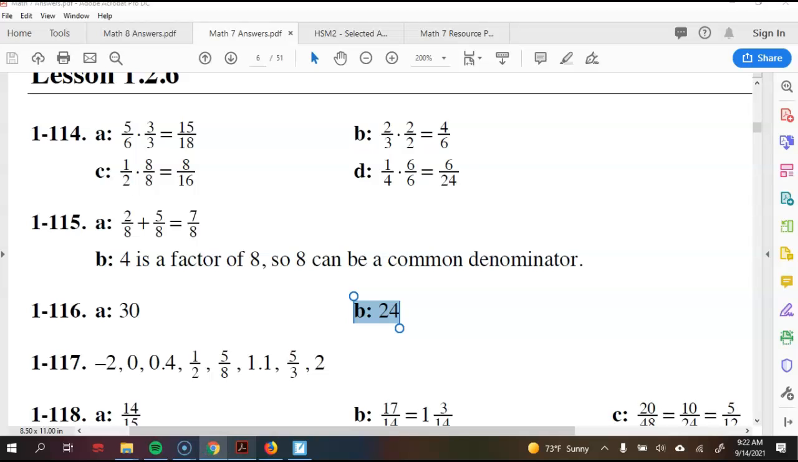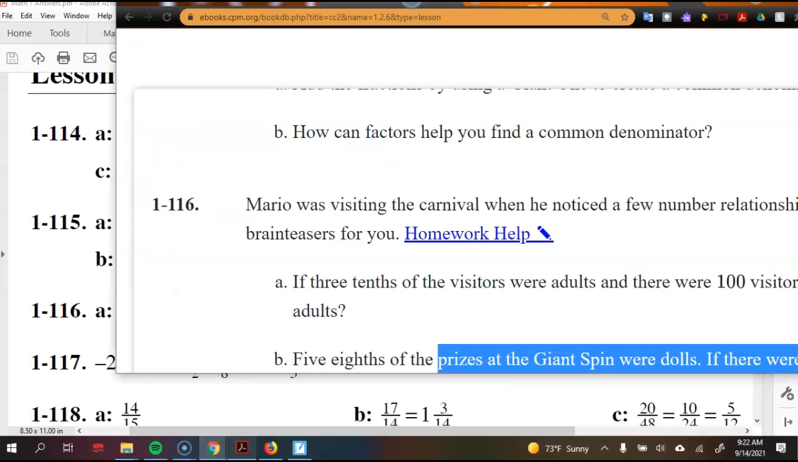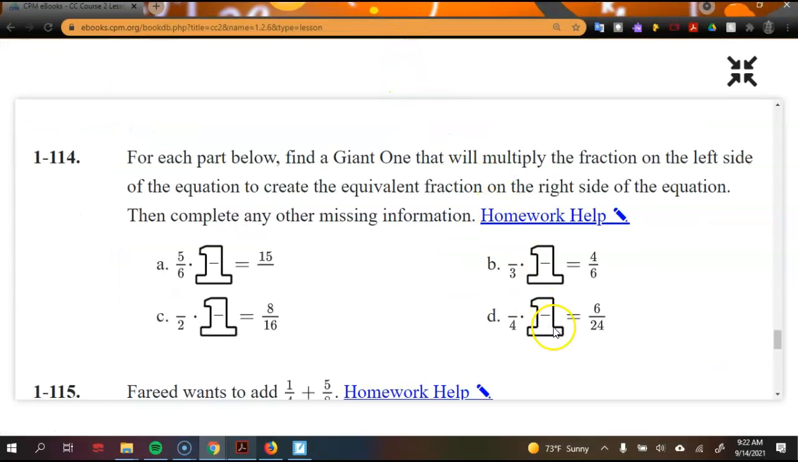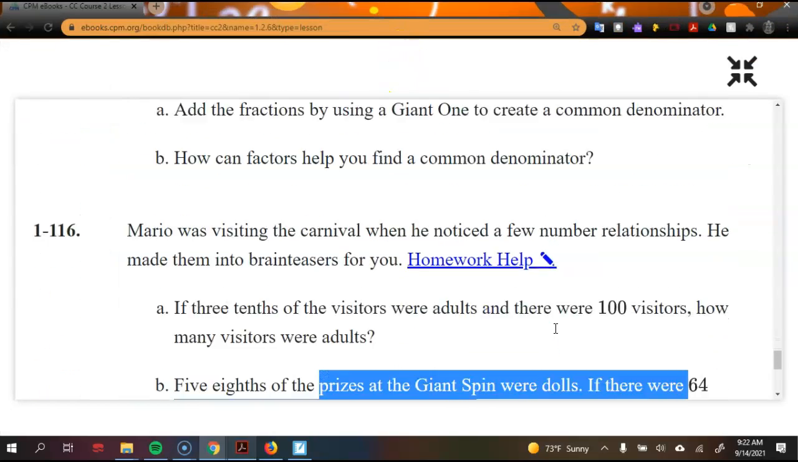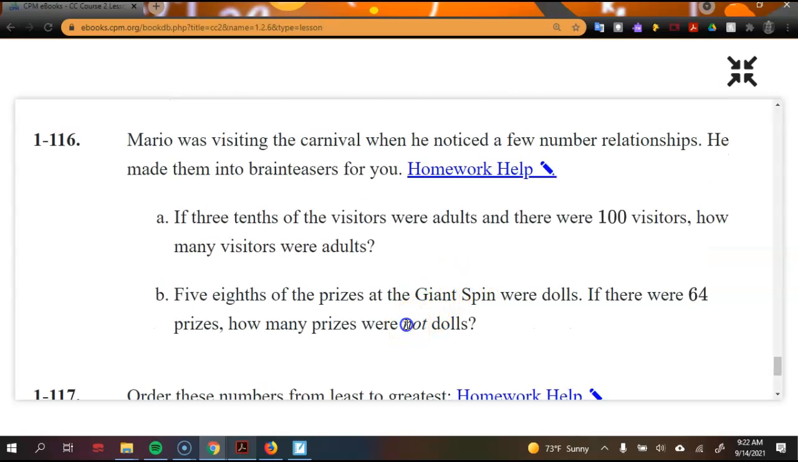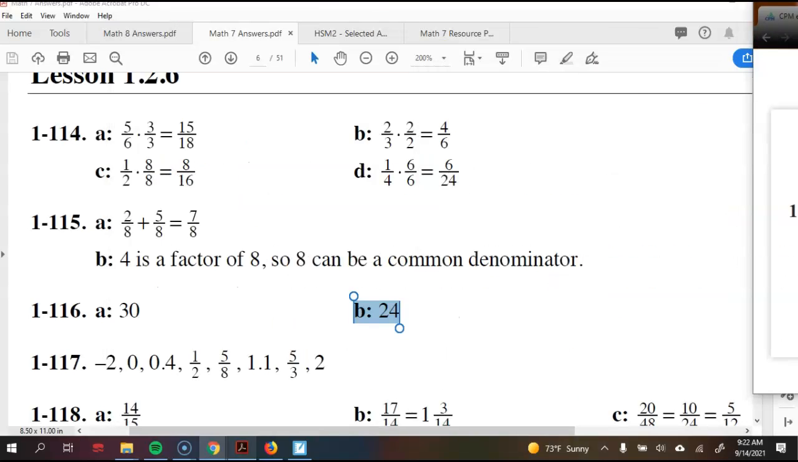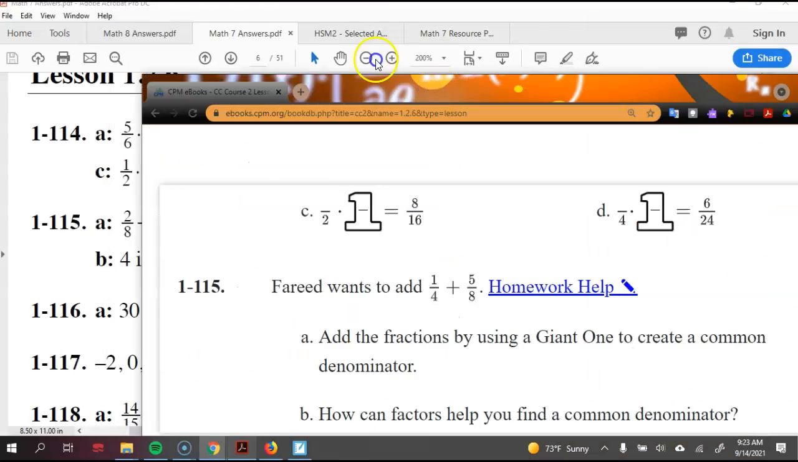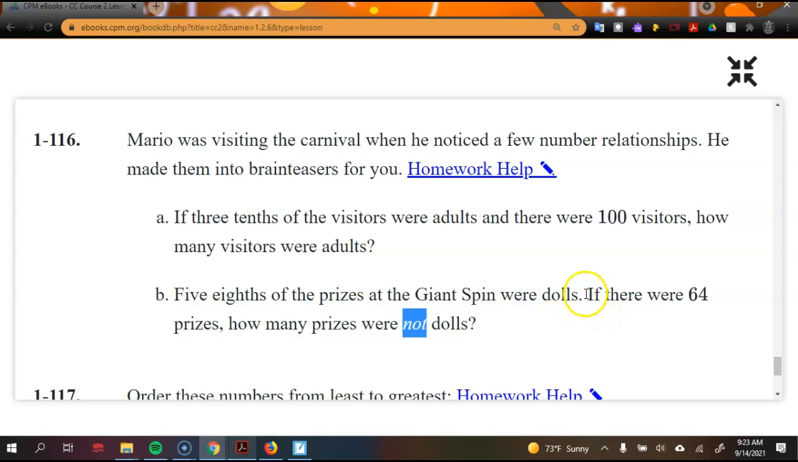5/8 of the prizes at the giant spin were dolls. If there were 64 prizes total... So when we talk about a total amount, is that going to be the denominator or the numerator? And make sure that you saw this word not. Dikshita, double check that you saw that word not. If you have an answer of 40, you gave how many dolls, or how many are dolls?